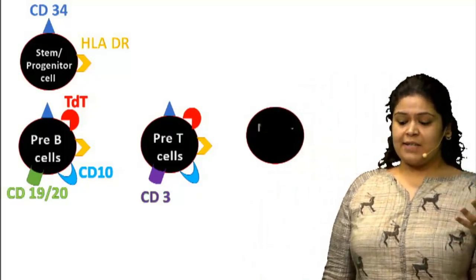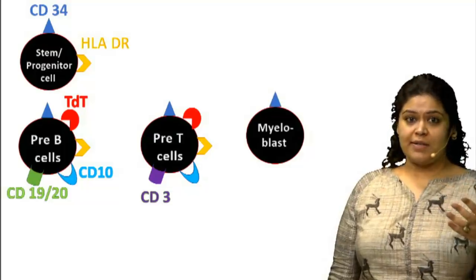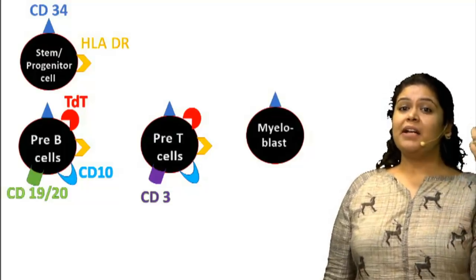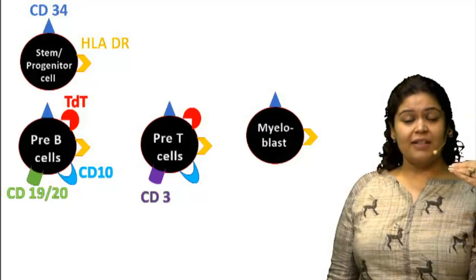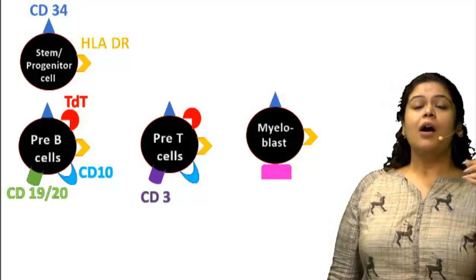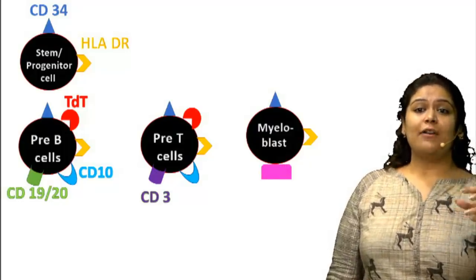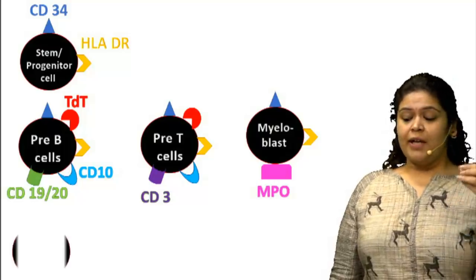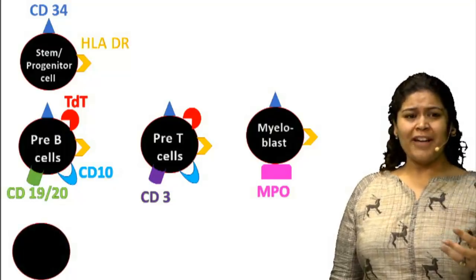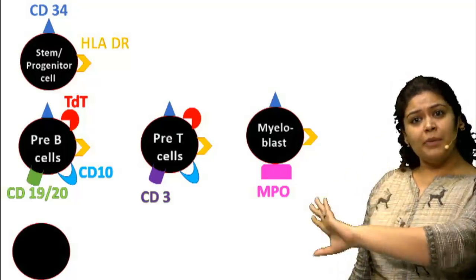Now let's go to the next cell. The next cell is a myeloblast. So again, since it's a blast, it's a precursor cell. It expresses CD34, it expresses HLA-DR, but because it's a precursor of a granulocyte, especially the neutrophil, it expresses MPO, right? And this is all normal expression.